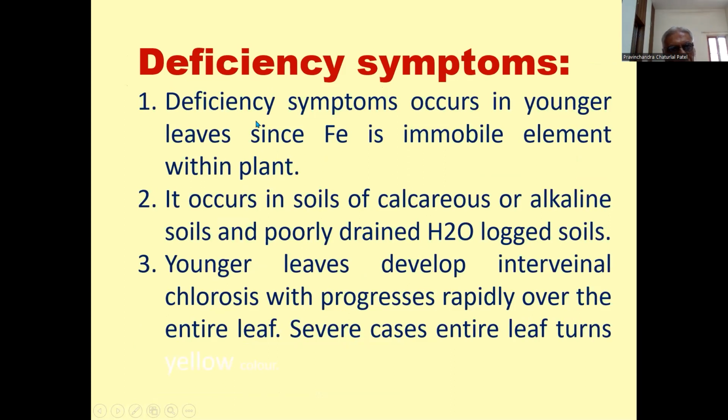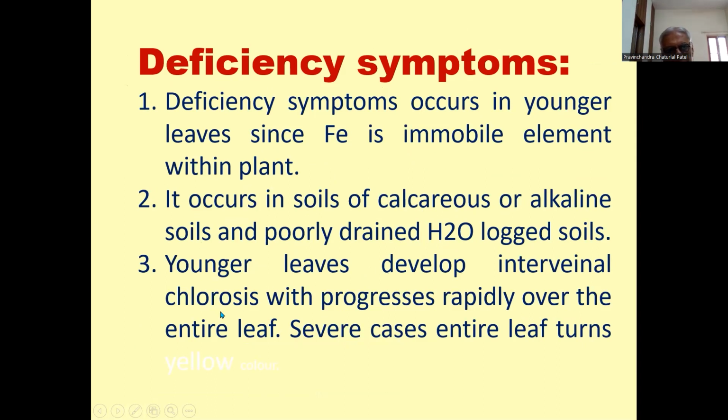Deficiency symptoms occur in younger leaves, since iron is an immobile element within a plant. So we observe iron deficiency in the top leaves or new emerging leaves. It occurs in calcareous or alkaline soil and in poorly drained, waterlogged soil. So in problematic soil, sodic soil, or alkaline soil, we observe iron deficiency.